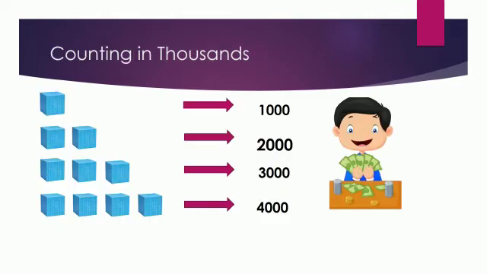Now we are going to learn how to count in thousands. As we earlier learned, 1000 is represented as a cube. So 1 cube would mean 1000. 2 cubes would mean 2000, 3 cubes would mean 3000, and 4 cubes would mean 4000.